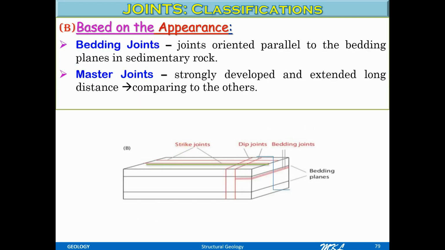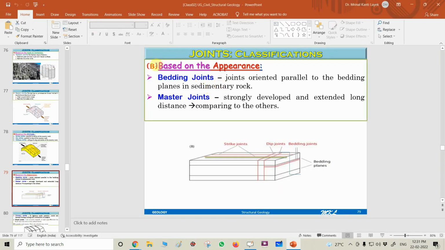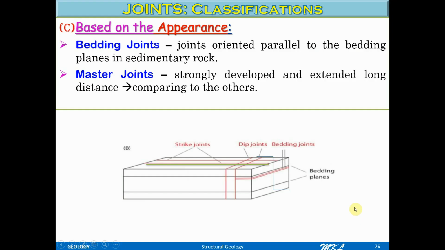Now, based on the appearance, it can also be classified as bedding joints or master joints. These definitions are very simple. Just read it once. When the joints are parallel to the bedding planes, they are called bedding joints. If there is a joint oriented in the bedding plane direction, that's called a bedding joint. What are the master joints? Strongly developed joints that extend a long distance are called master joints. For master joints, you will see the joints over a very long range, a very extended region.